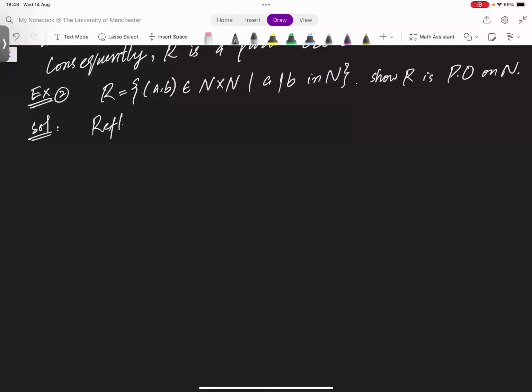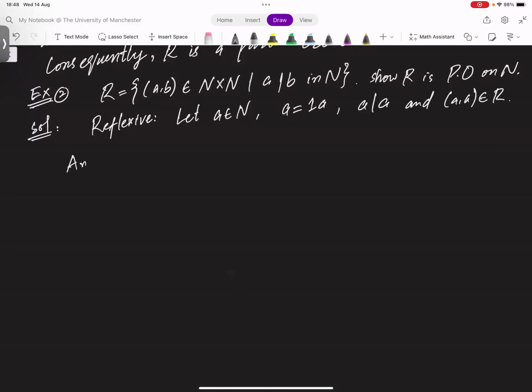So for the reflexive property, let a be a natural number. a is 1 times a, so a divides itself, and (a, a) is in R. So R is reflexive.